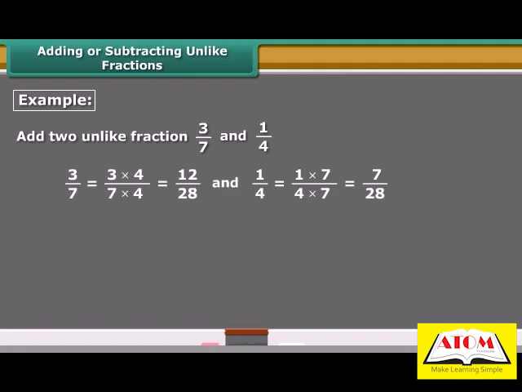In order to add them, first we find their equivalent fractions with the same denominator. These are 12 upon 28 and 7 upon 28. Note that 28 is the least common multiple, LCM, of 7 and 4.